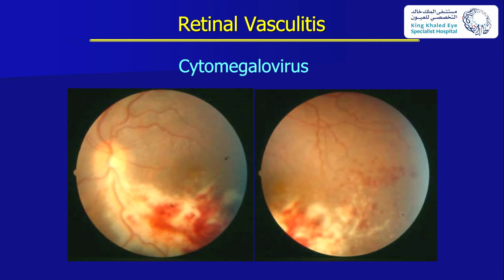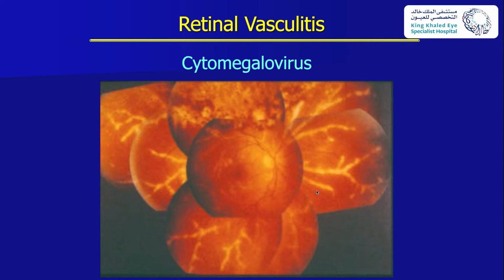Cytomegalovirus, so it can develop in association with CMV retinitis, as you can see here, or it can be like frosted branch angiitis in association with a patch of necrotizing retinitis in the periphery. So this is a picture that we shall discuss later, that we call frosted branch, with extensive leakage involving the veins.